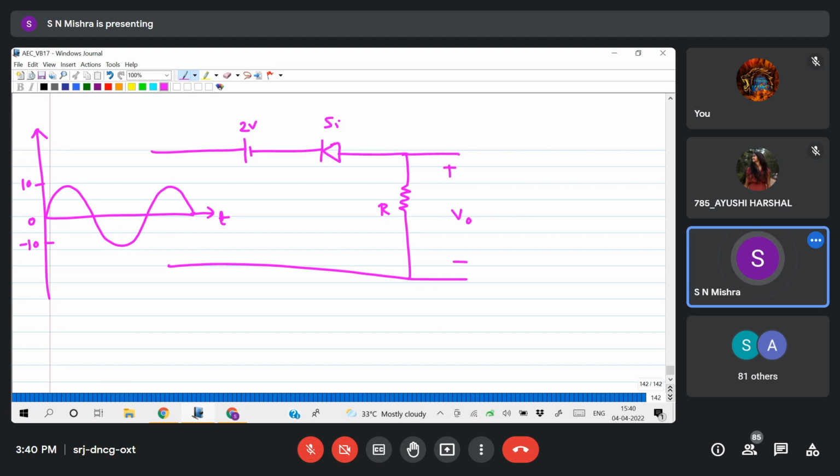Okay, silicon diode is connected like this. Try to solve it. Let's see how many of you will do it correctly.